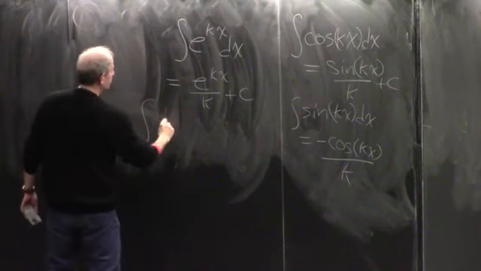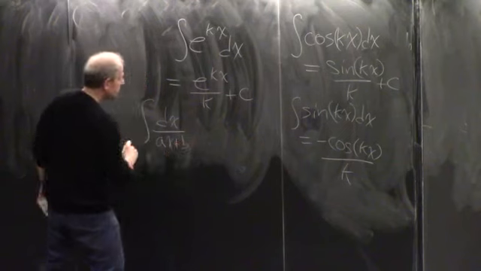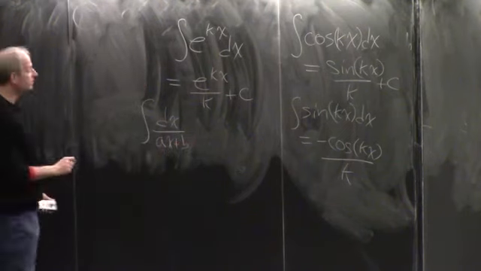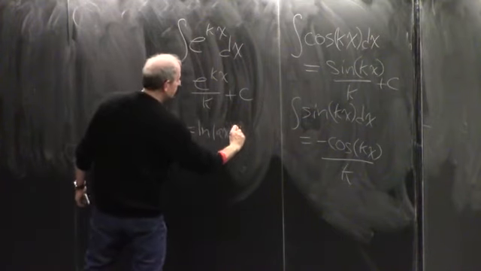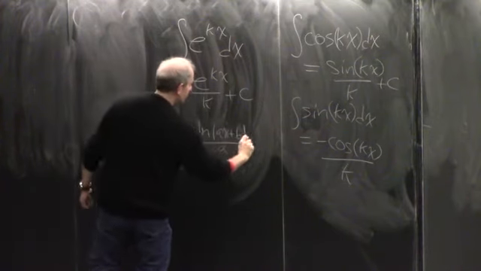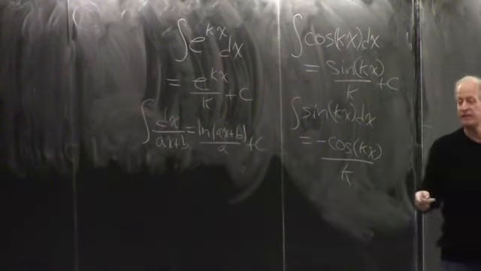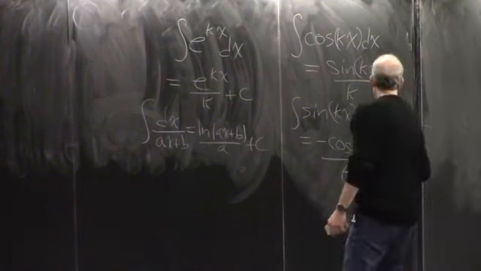If you have the integral of dx over ax plus b, that's going to be the natural log of ax plus b, divided by a. So it's all sort of the opposite of derivatives, which makes sense because these are antiderivatives. Sure, plus c.